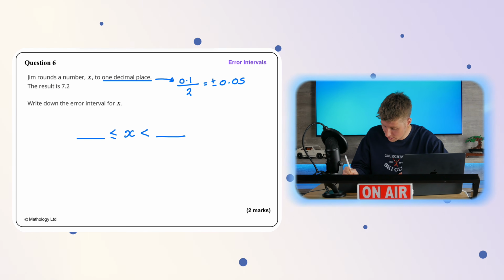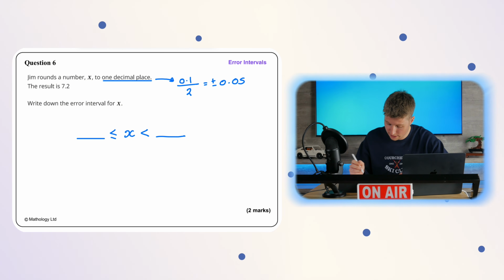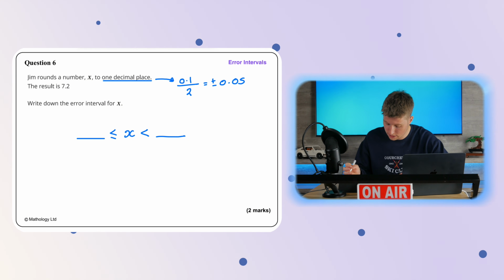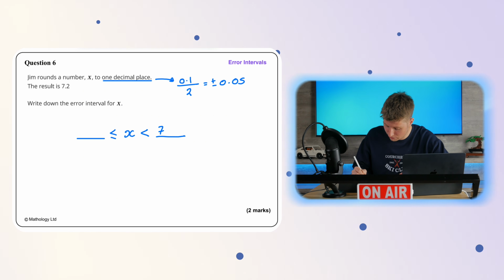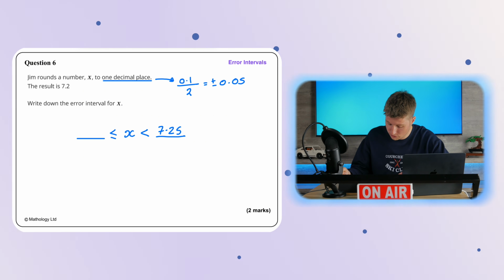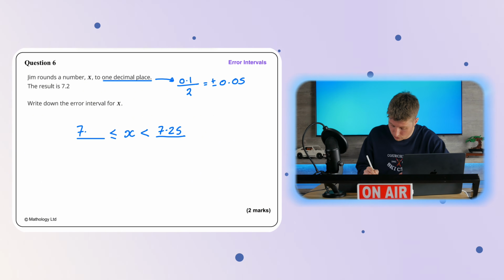So we've got this plus or minus value that we can add or subtract to 7.2 to give us the upper bound and the lower bound. So to get the upper bound, we're going to add 0.05 to 7.2 to give us 7.25. And to get the lower bound, we're going to do 7.2 subtract 0.05 to give us 7.15.